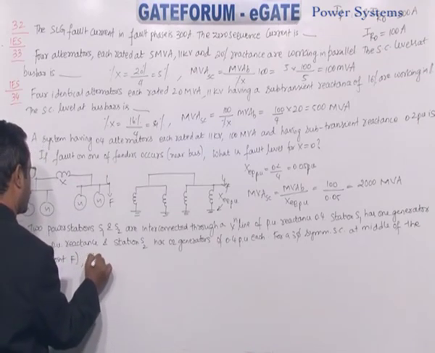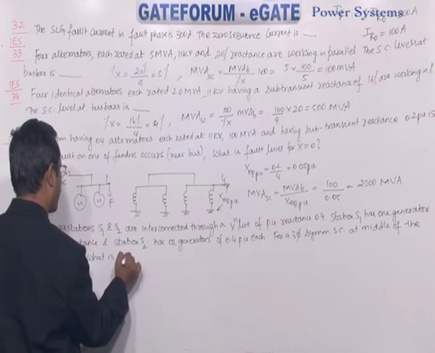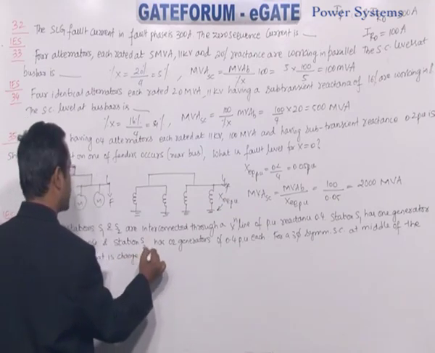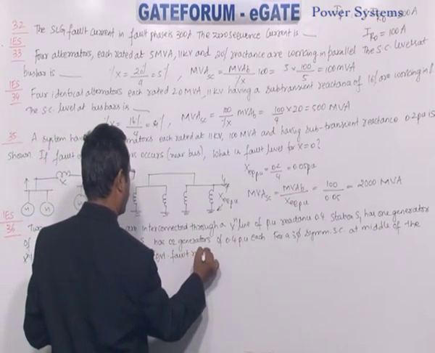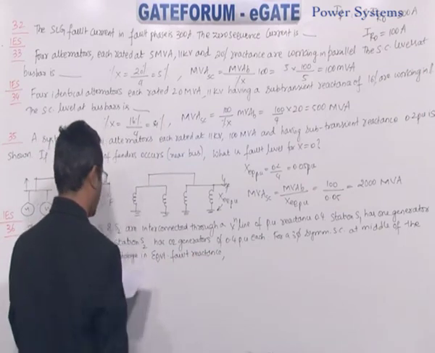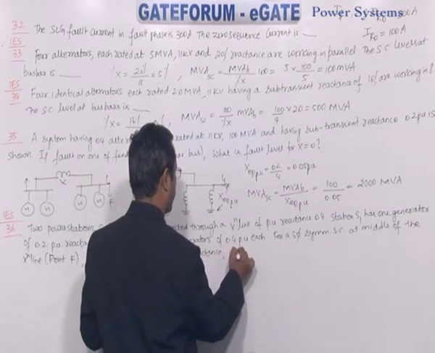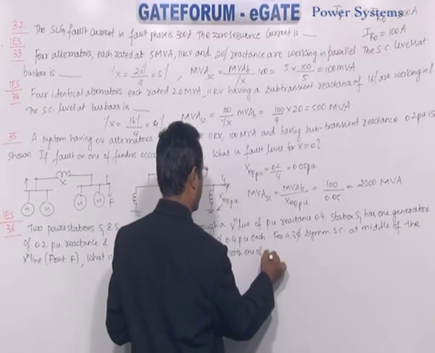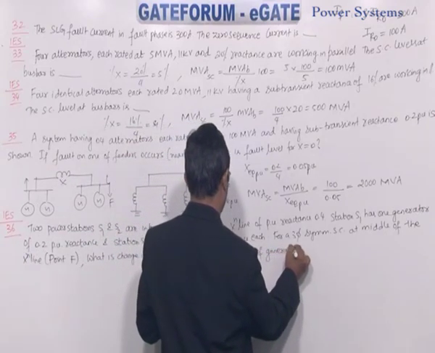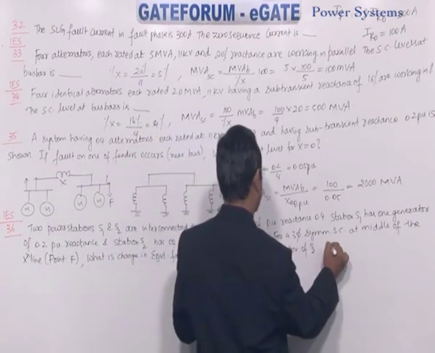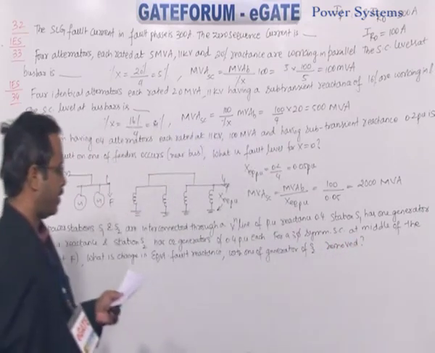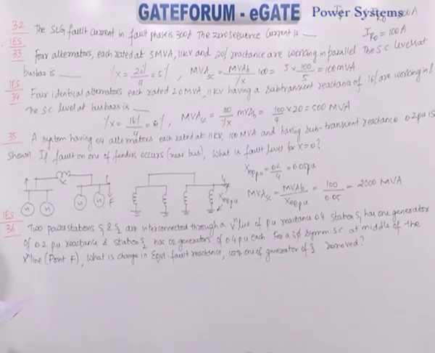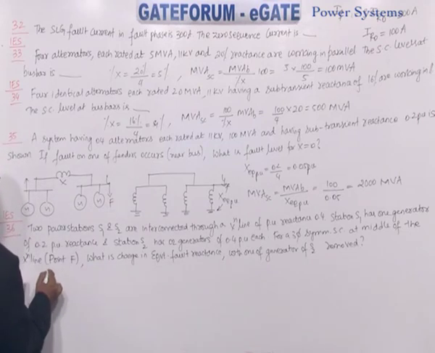And further it is asked to calculate what is the change in the equivalent fault reactance with one of the generators of S2 disconnected here. So in the figure you are given this one.